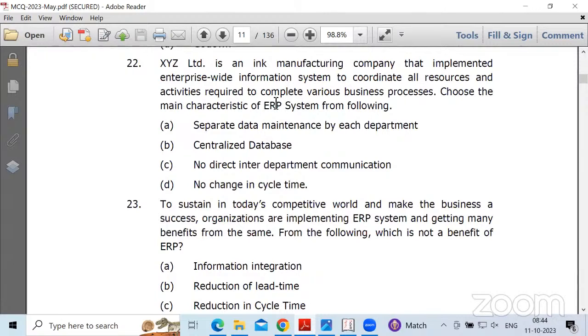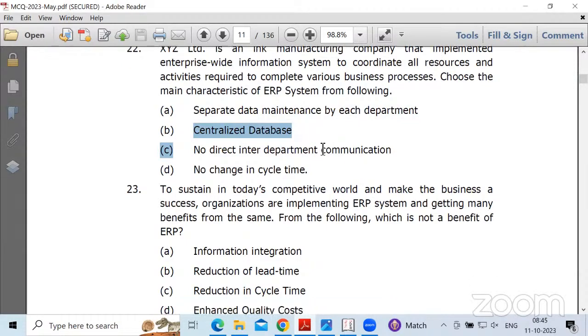Next, XYZ Limited is an ink manufacturing company that implemented an enterprise-wide information system to coordinate all the resources and activities required to complete various business processes. Choose the main characteristics of ERP. Characteristics of ERP, that's a simple question. Separate data maintenance by each department, centralized database, no direct inter-department communication, no change in cycle time. So they ask the question, choose the main characteristics. So the answer is centralized database. All are connected to a centralized database.